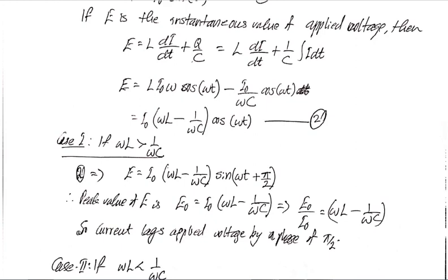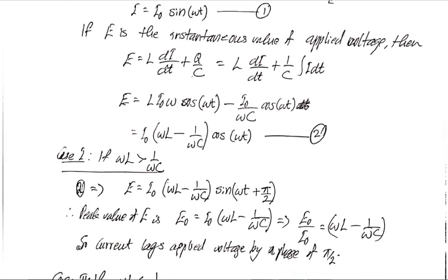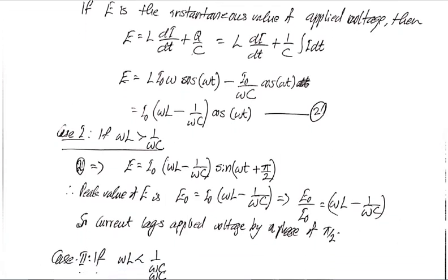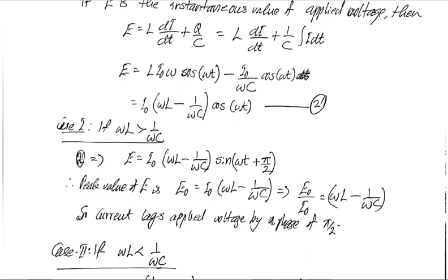So E will be equal to L into di by dt, which is I0 omega cos omega t, minus I0 by omega C into cos omega t, because the integral of I dt is as before. That is equal to I0, which can be taken out, into omega L minus 1 by omega C, cos omega t.